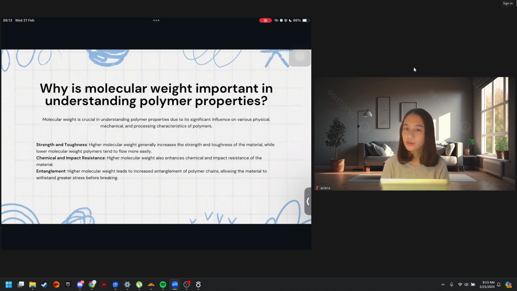Next one is why is molecular weight important in understanding polymer properties? Molecular weight is crucial in understanding polymer properties due to its significant influence on various physical, mechanical, and processing characteristics of polymers. For strength and toughness, high molecular weight generally increases the strength and toughness of the material, while lower molecular weight polymers tend to flow more easily. For chemical and impact resistance, high molecular weight also enhances chemical and impact resistance of the material. And for entanglement, higher molecular weight leads to increased entanglement of polymer chains, allowing the material to withstand greater stress before breaking.